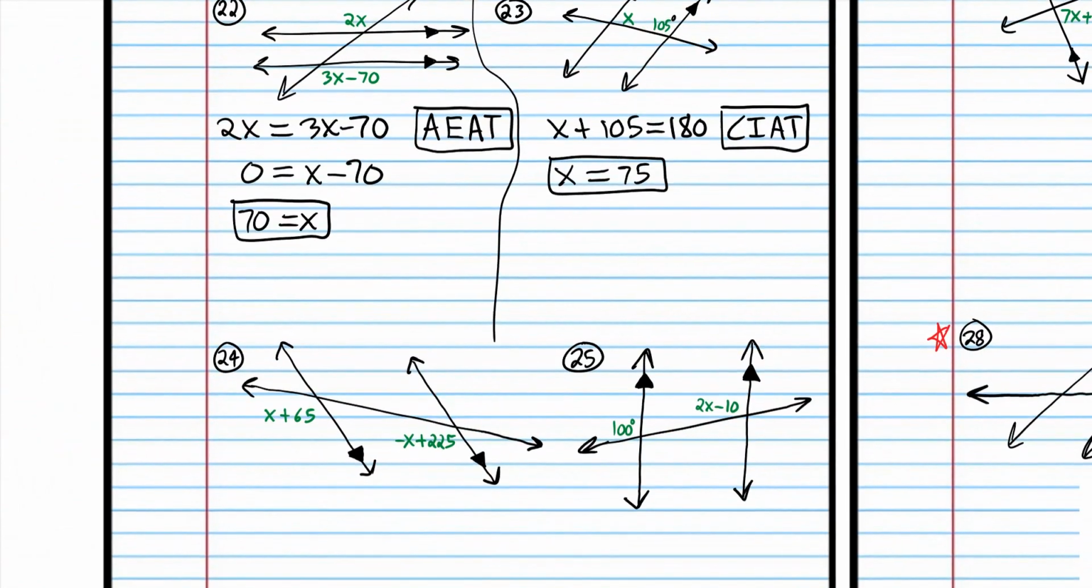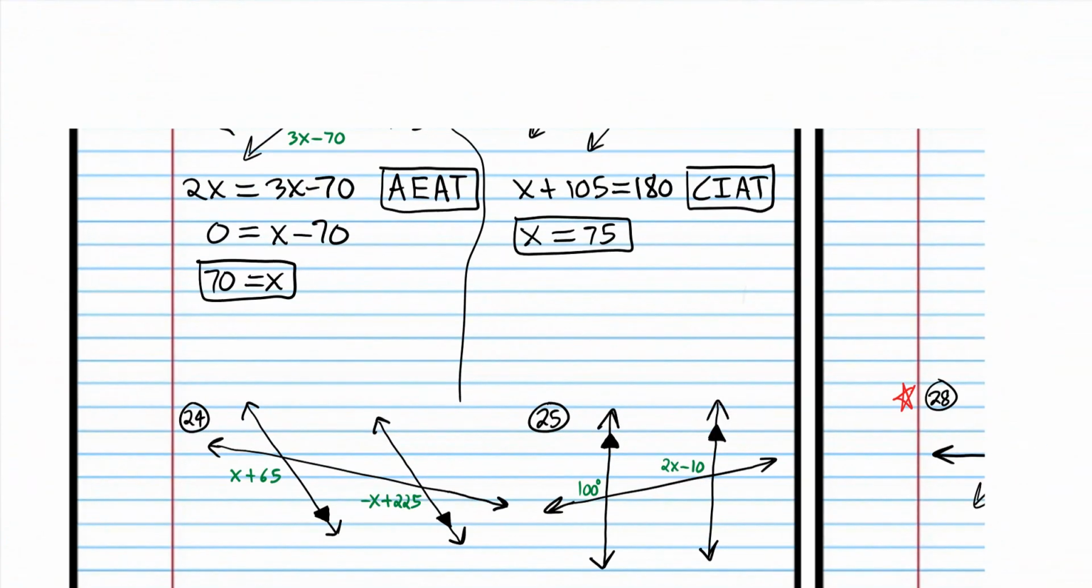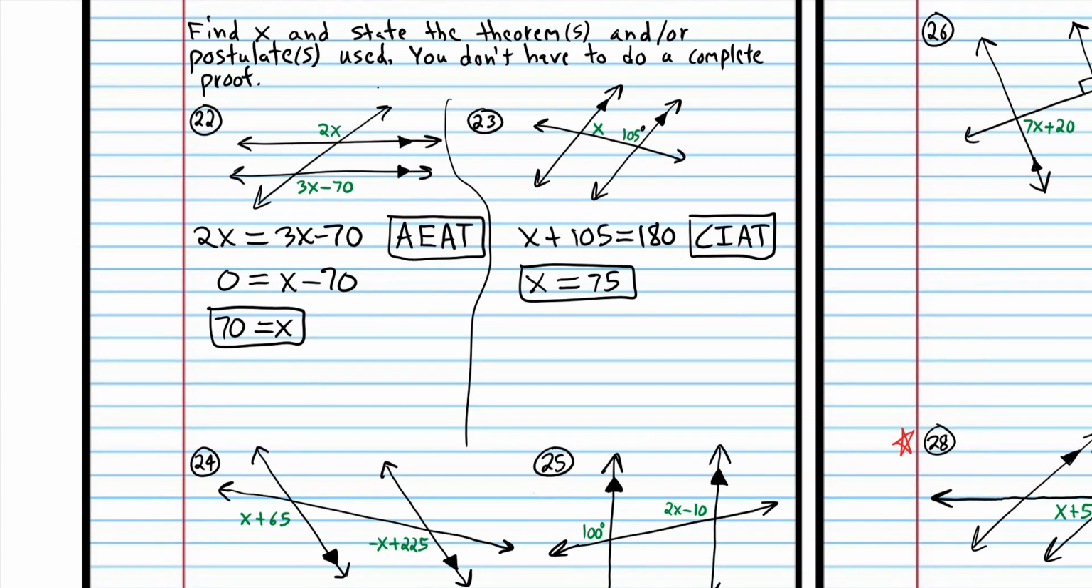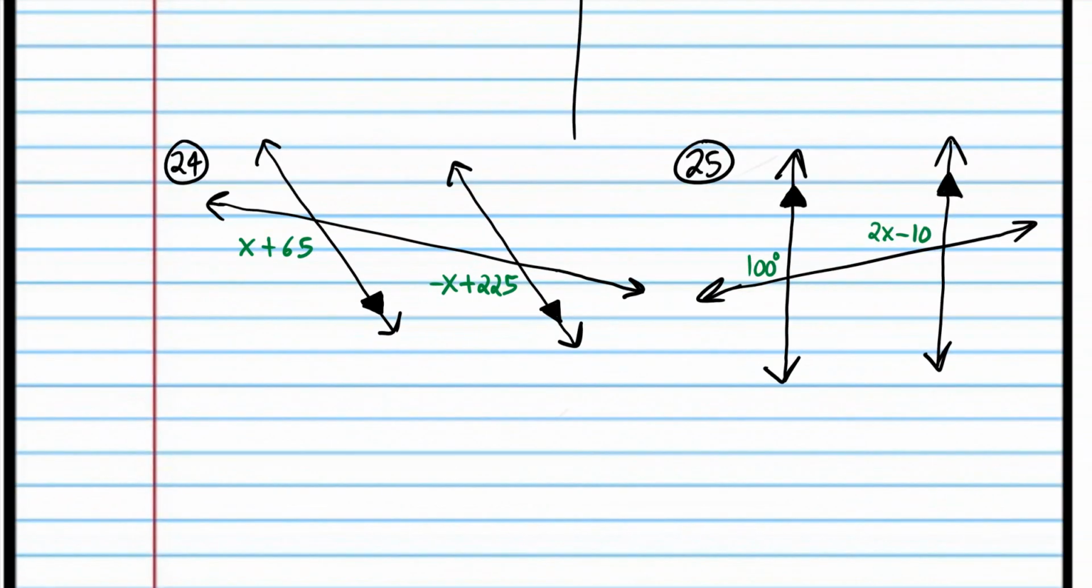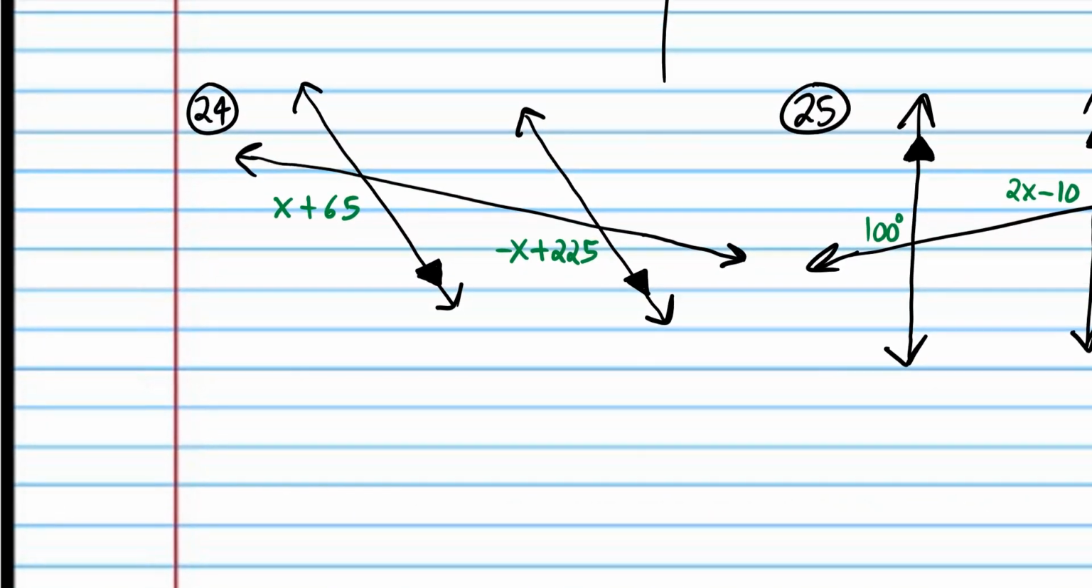All right, so you should have that screenshot right in front of you. You're going to use one of those four things that we learned. You're either going to use the corresponding angles postulate, or you're going to use one of those three theorems. So try number 24. And again, you have to give that theorem or that postulate you used. And when you come back, we'll do it together.